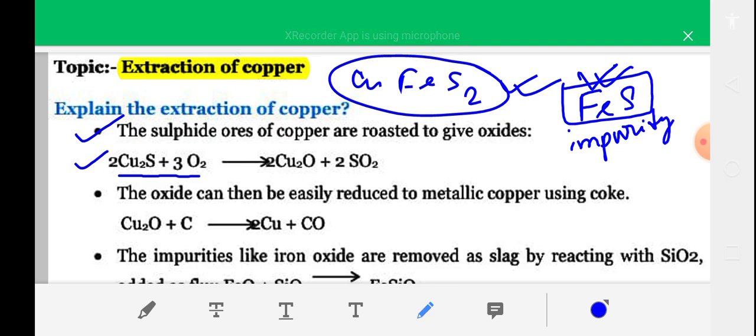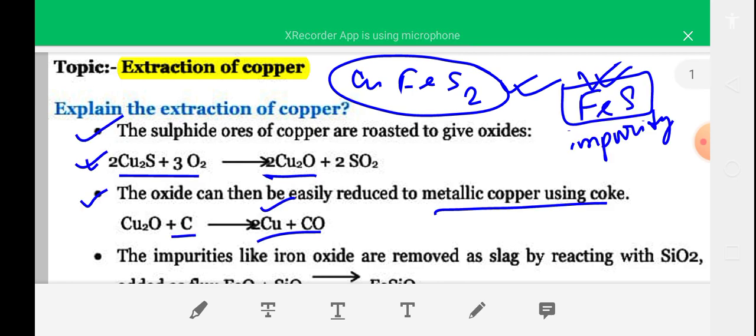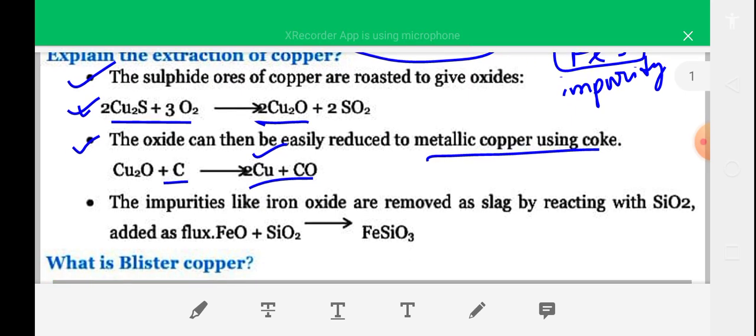Okay, so during roasting, copper sulfide will be converted into copper oxide, and after this, copper oxide can be reduced by auto reduction method, or you can also reduce copper oxide using carbon reduction method. Okay, so the oxide obtained after roasting of copper sulfide you can reduce using carbon. Oxide ore can then be easily reduced to metallic copper using coke. Okay, so Cu2O plus C gives Cu plus CO. You will get metallic copper after reduction of copper oxide using carbon.